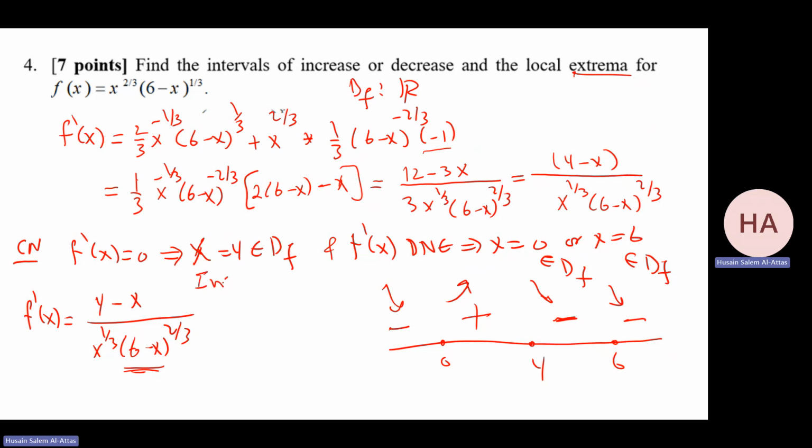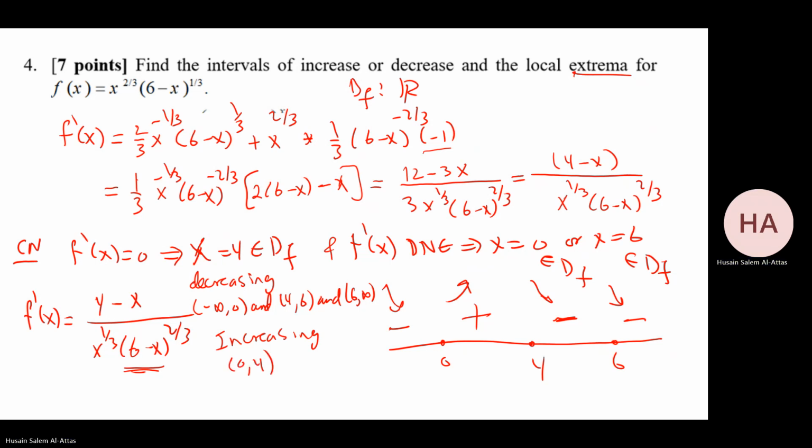So decreasing, maybe better to say, from minus infinity to 0, and from 4 to 6, and 6 to infinity. Increasing from 0 to 4. I have a local max at x equal 4, and a local min at x equal 0. Okay. Correct? Yeah.